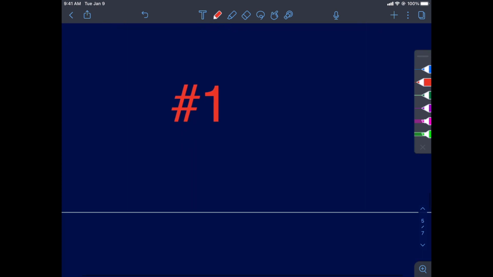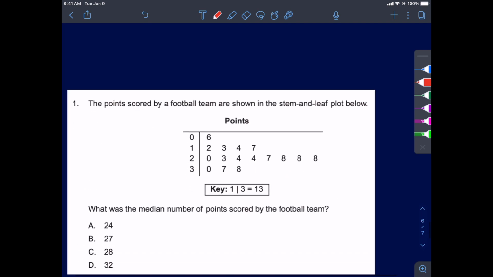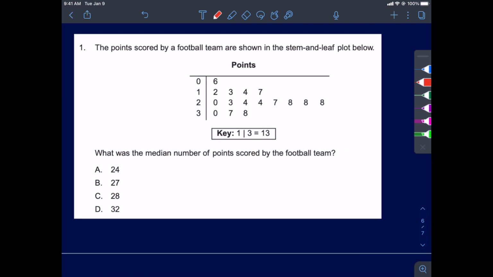And the number 1 most missed question in the data analysis section. Good news, bad news. Good news is stem and leaf plots are actually pretty easy. Bad news is you missed it. So we can fix this pretty easy. So it says the points scored by a football team are shown by the stem and leaf plot. A stem and leaf plot has to really give you the key. And the key tells you what these numbers mean.